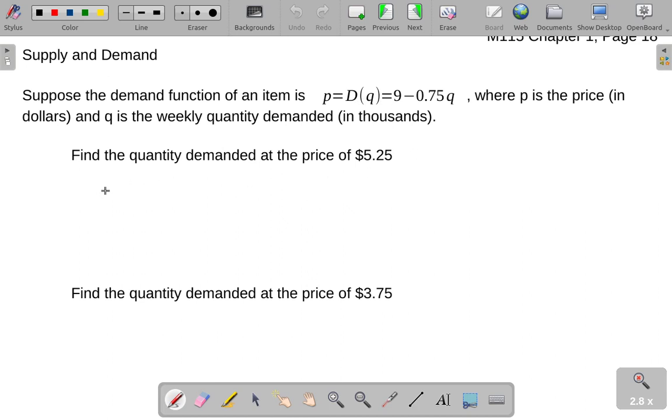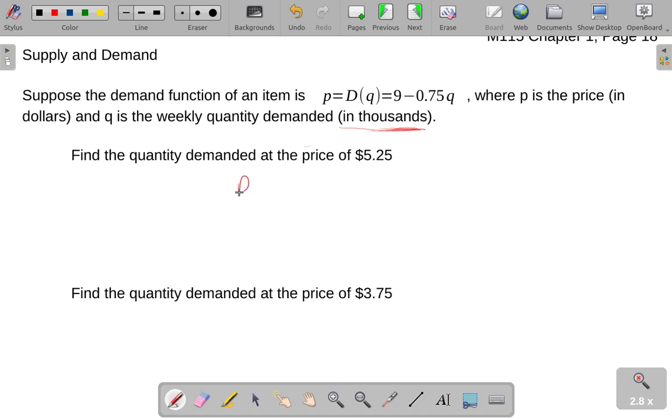All right, so in any case, the quantity demanded, that's what we're talking about right here. The function for the quantity demanded is we're going to be using 9 minus 0.75Q. P is the price in dollars, Q is the weekly quantity demanded in thousands. This is something you end up having to watch out for, the "in thousands." You treat it as a unit. When we're working with the equations, it doesn't really come into play, but when we start translating it and saying this is how many items were demanded, that's when we translate that. All right, so in any case, find the quantity demanded at a price of $5.25.